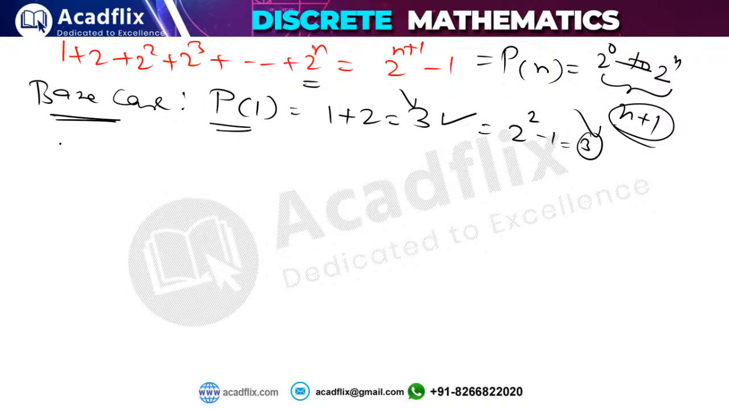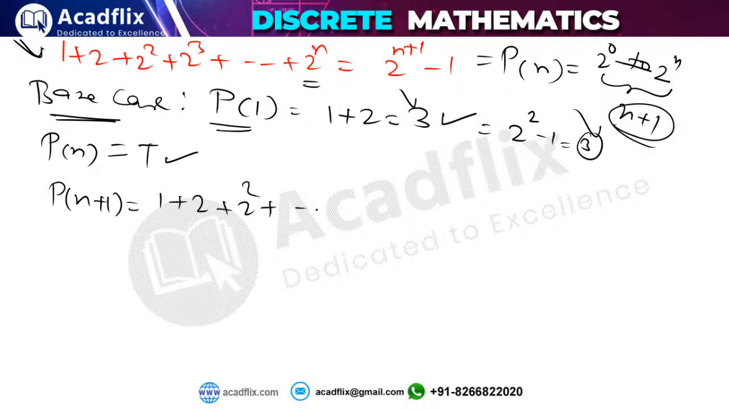Okay. Now let's assume Pn is true. Assume that this Pn is true, meaning assume that this formula is true. Now we will show what Pn plus 1 is. What is Pn plus 1? This will be 1 plus 2 square and so on, plus 2 power n, plus 2 power n plus 1. This is your Pn plus 1.